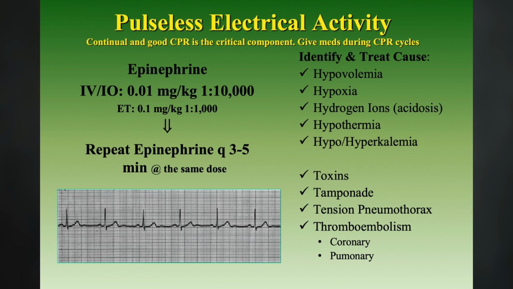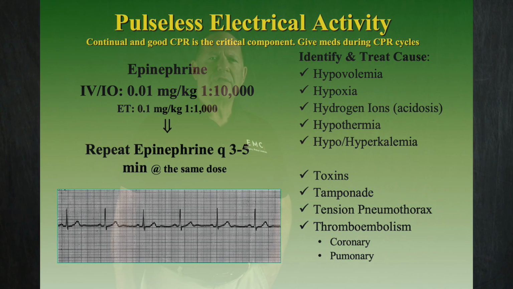And in pulseless electrical activity, I think that the H's and T's are really important because when you have an EKG rhythm and no pulse, there's been some type of catastrophic event that's occurred to cause it, and sometimes that event can be found by looking at the H's and T's and managing those cases.